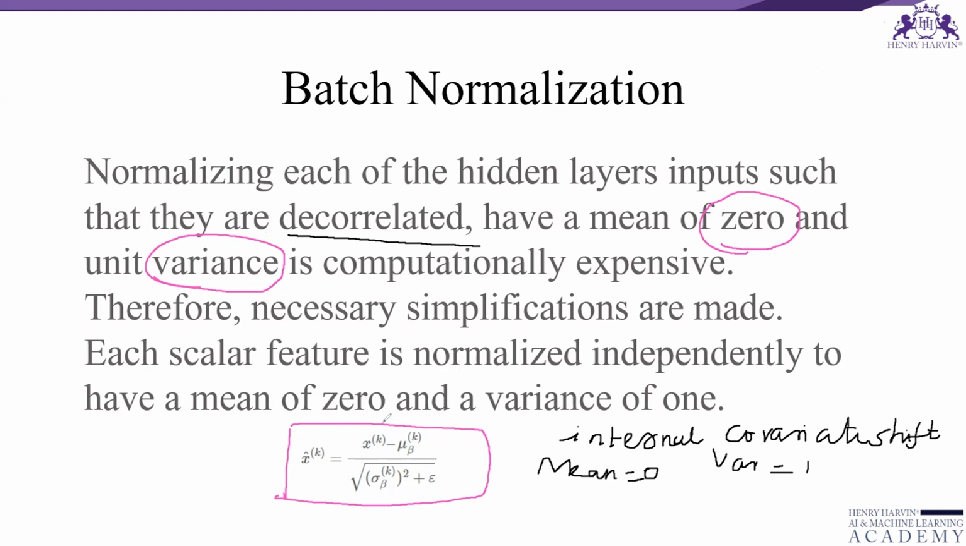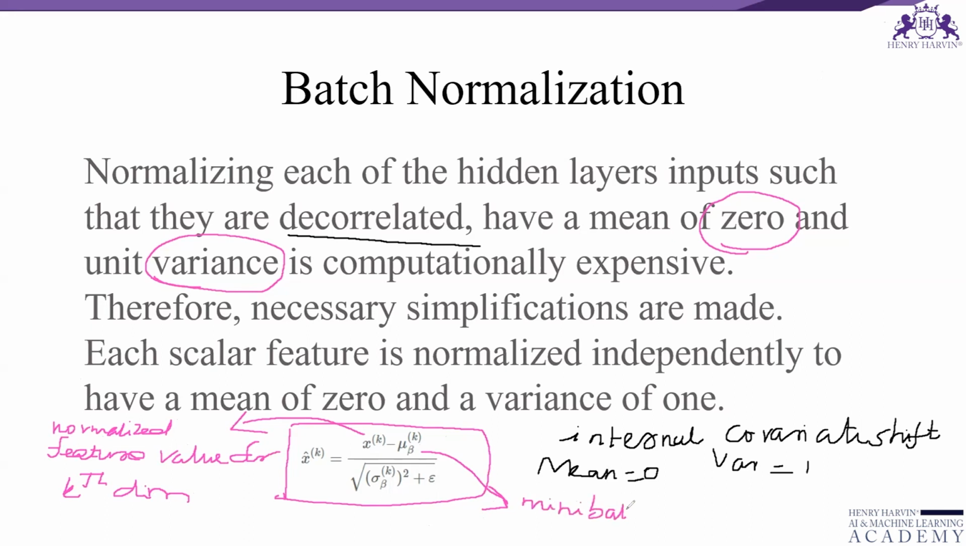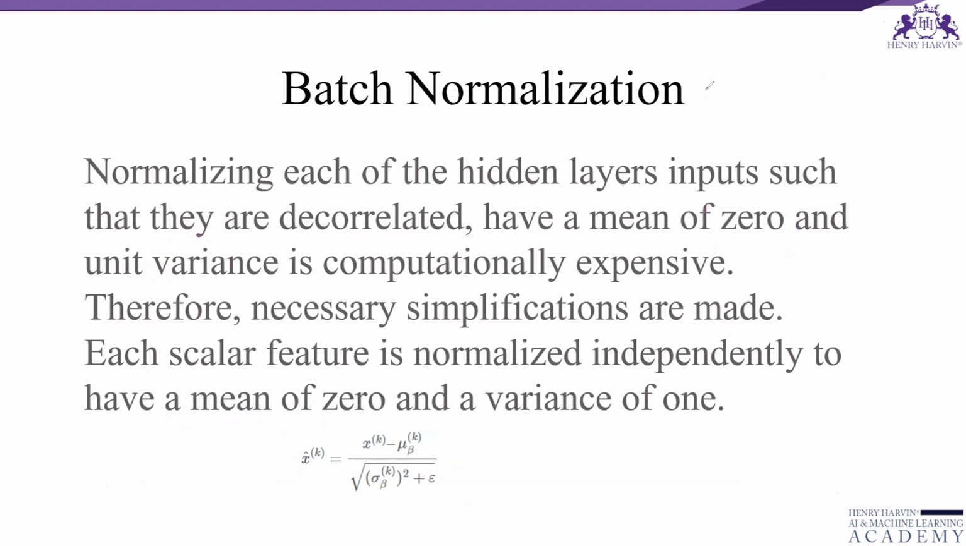So you can see that x, this is basically the normalized feature value for the kth dimension, right? And similarly, this mu is the mini batch mean for the kth dimension. And similarly, this sigma square, we all know that sigma square means variance, so this is the mini batch variance for the kth dimension, and this epsilon is the smoothing term to prevent a division by zero, right? So here the features are not decorrelated in batch normalization. Clear?